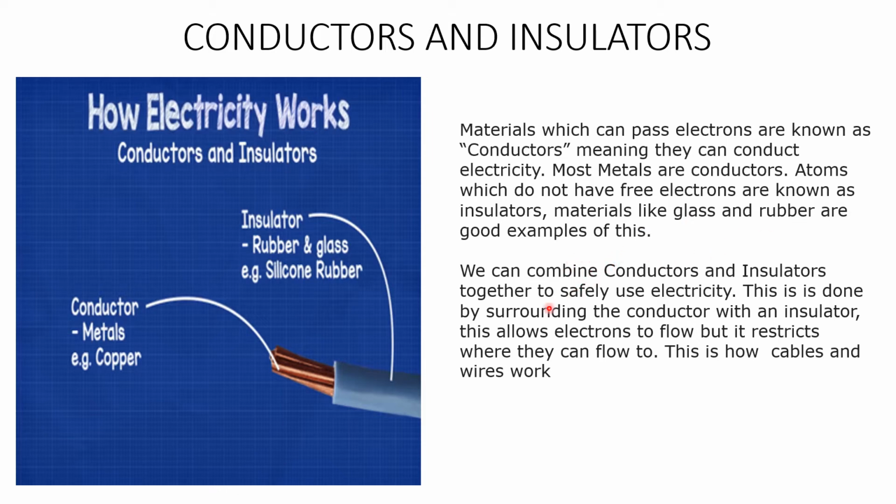We can see cables in and around our house which are carriers of electricity. The figure aside shows you a similar figure. Here we see that conductors and insulators are combined together to safely use electricity. This is done by surrounding the conductor, which is made of a metal, by the insulator, which does not allow electrons to flow, but restricts where they can flow to. This is how cables and wires work.